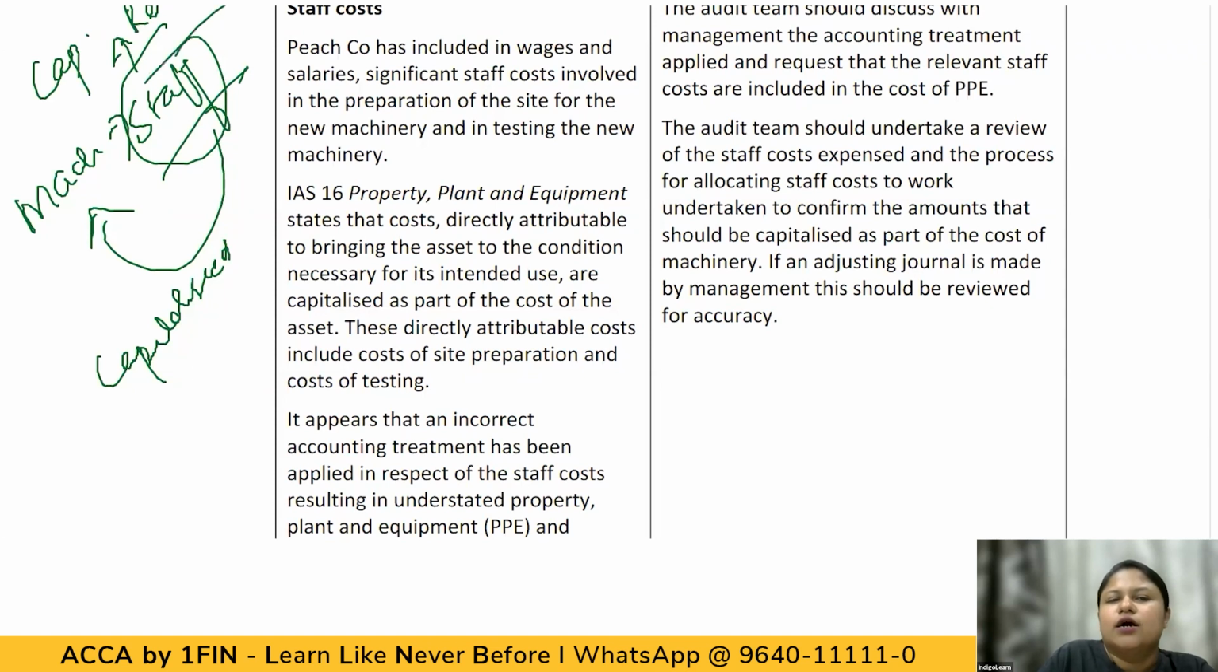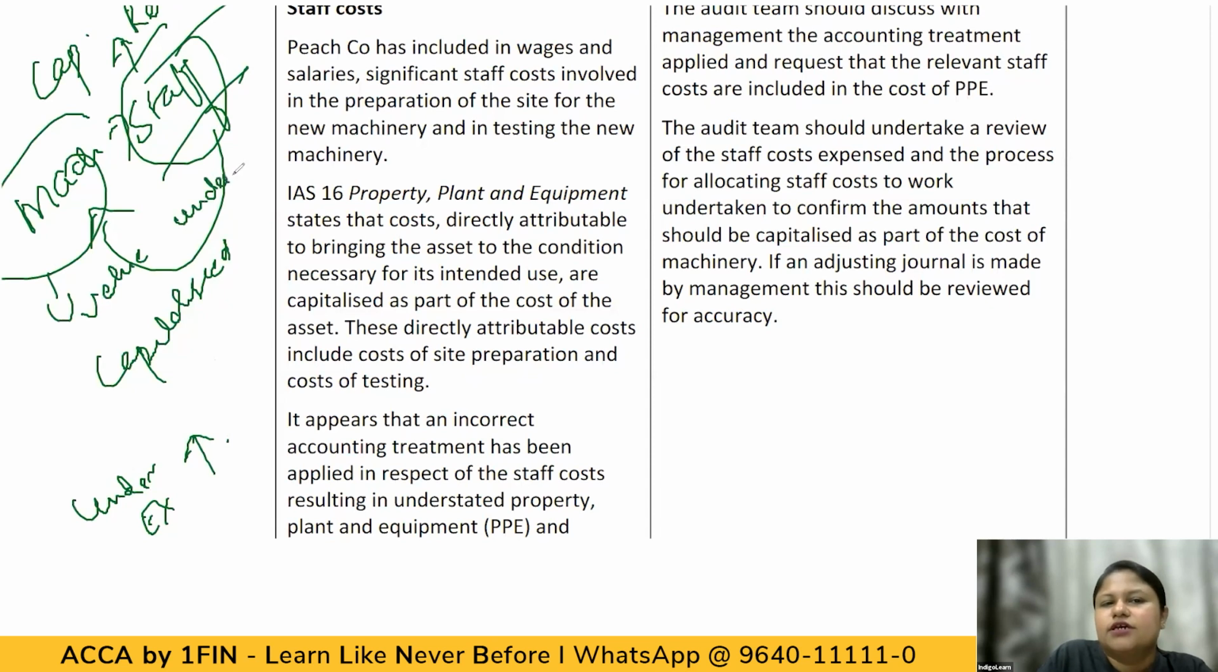That means profit has been understated, expense has been overstated, and this particular machinery, that is the value of the machinery asset, has again got to be what? Understated. So there is so much risk involved, because of this wrong accounting treatment.